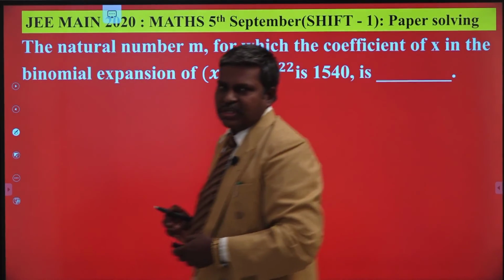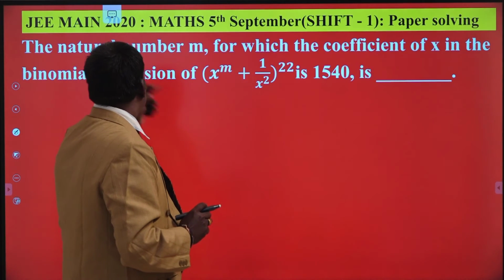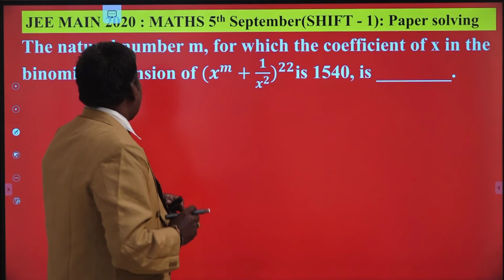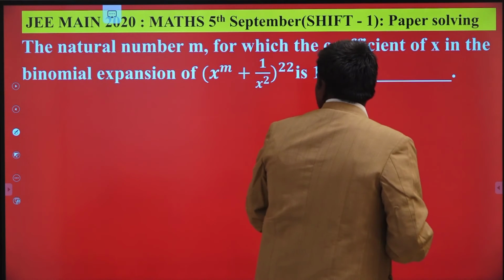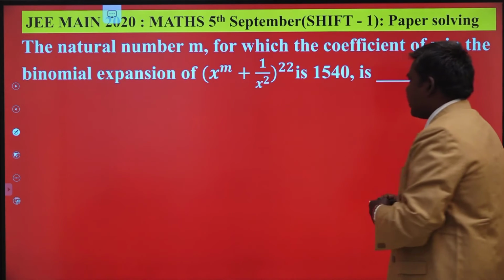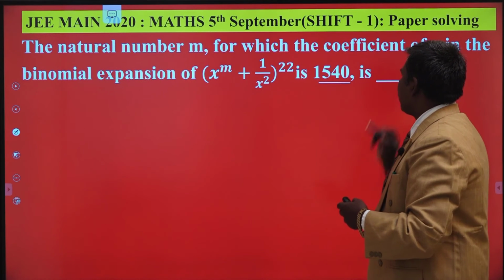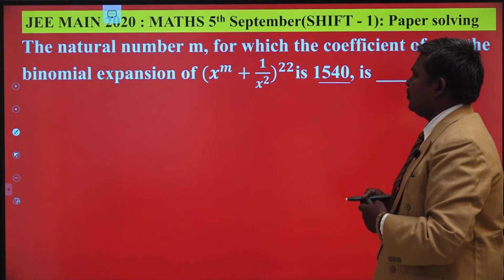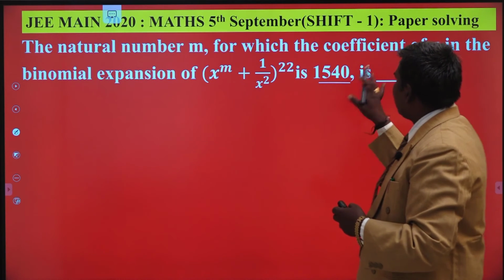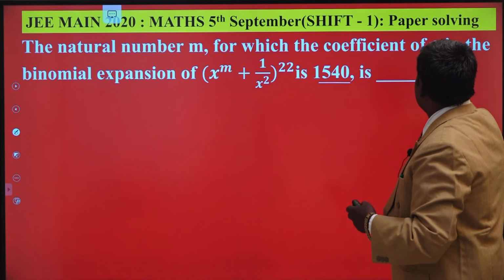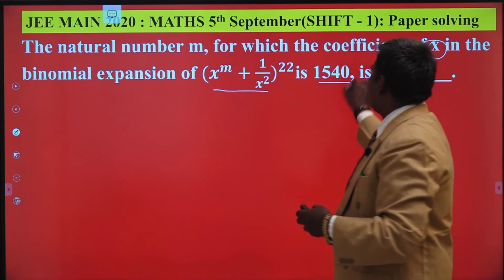See, this is a question related to the binomial theorem. Some twisting is also given to you here. See, the natural number m for which the coefficient of x in the binomial expansion of (x power m plus 1 by x square) whole to the power of 22 is 1540 is what? The natural number m you have to find out, for which the coefficient of x in this binomial expansion is 1540.